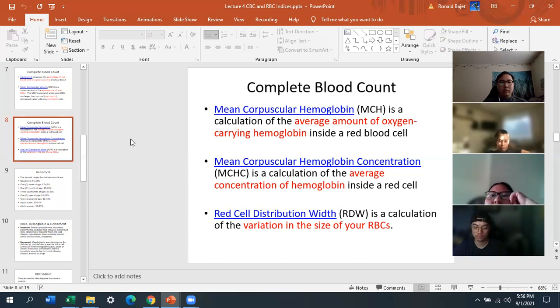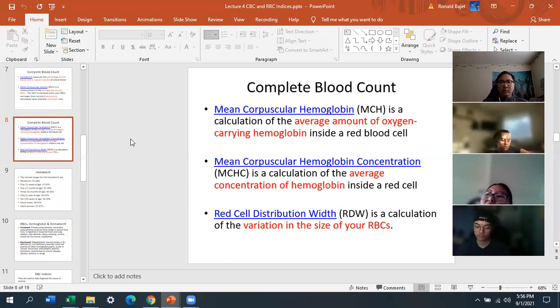Okay, so that's the difference. You follow me on that one? That one for me was a little hard to understand when I was in training, but I just want to make sure that you understand the difference. MCH is oxygen carrying hemoglobin, and MCHC is a total hemoglobin, whether it's oxygenated or not.